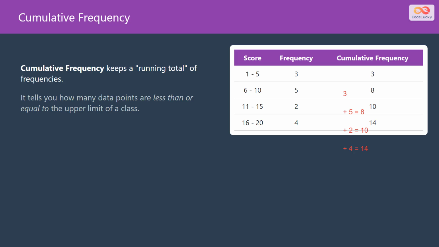Finally, we have cumulative frequency. This is a running total. We add the frequency of the current row to the sum of all previous rows. It helps us answer questions like, how many students scored 15 points or less?